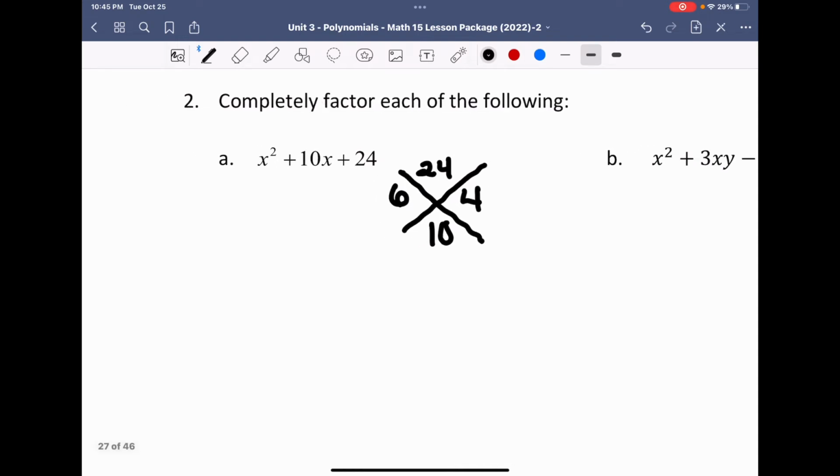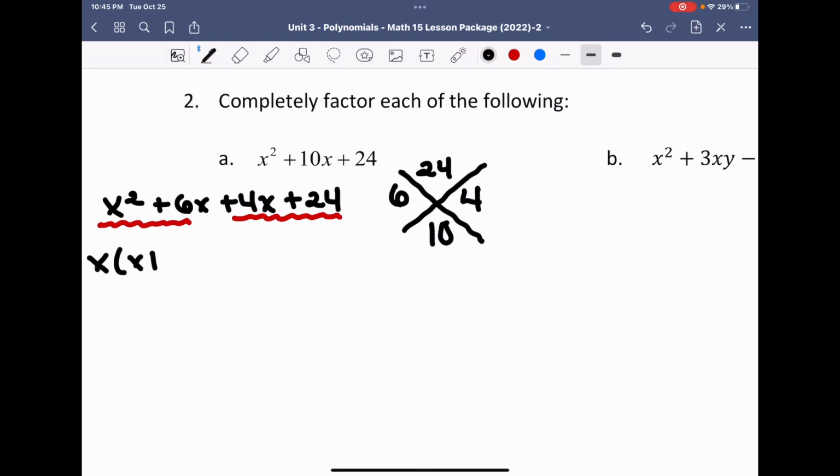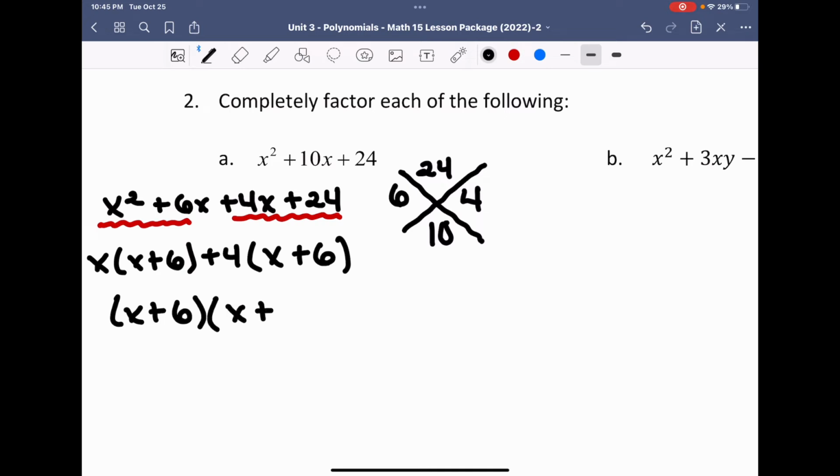So now, if I replace my middle term, x squared plus 6x plus 4x plus 24, I can now move into factoring by grouping: grouping the first two, grouping the last two. An x is common in my first pairing, and then plus 4, x, 24 divided by 4 is plus 6. The x plus 6 is common, so I have x plus 6 times x plus 4. And there is my factored trinomial. So now I have the product of two binomials.